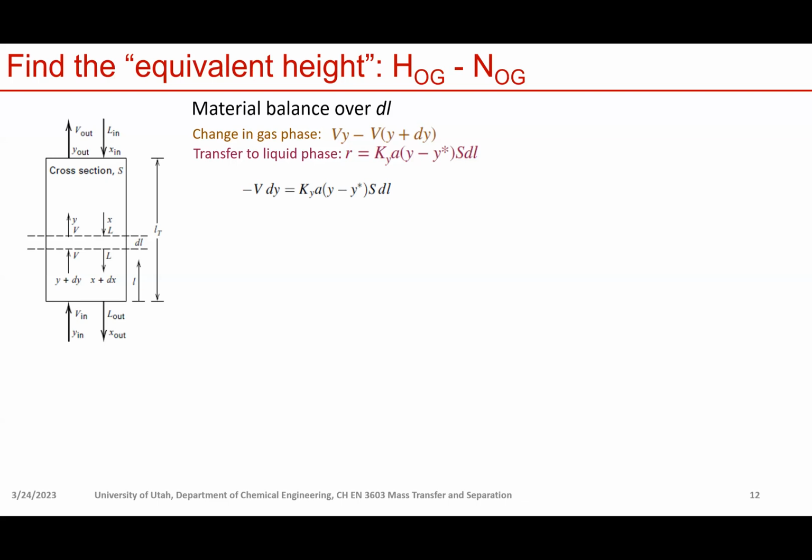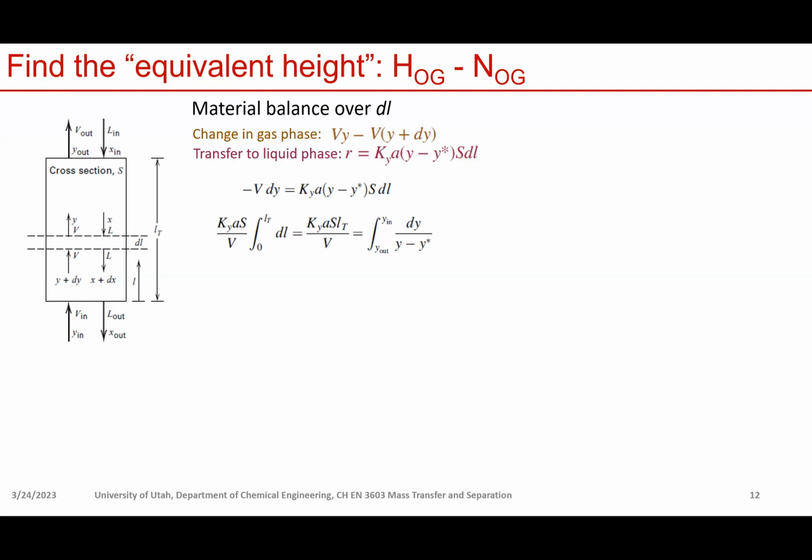Now we have a differential equation with dy and dL as the variables to be integrated. Now we can do integration. So basically, we move all the terms that are relevant to y to one side. You move y minus y star to one side, and you move all the other terms to the other side. So we have dy over (y minus y star) on one side, and on the other side we have dL. Then we have KyaS and V divided, in this term. That will go there. Okay.